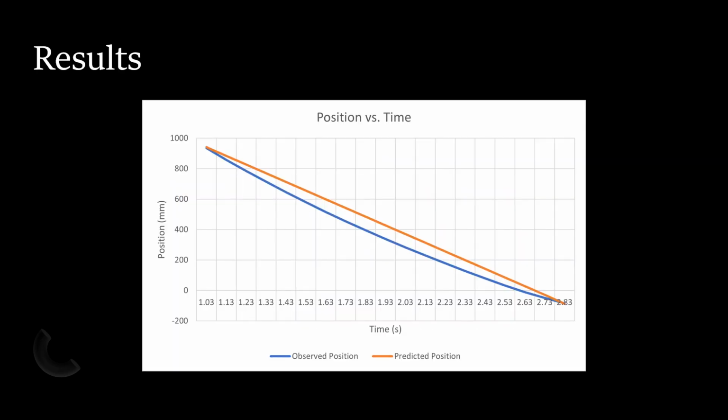Here we have the results. The blue line shows the observed position over time, and the orange line shows the predicted position over time, which is from the computational model from the code that I just showed. You'll see that the observed position is not quite in line with the predicted position, and that's because we didn't account for friction. In reality, the marker slowed down a bit over time because of friction, and the predicted position is just a constant velocity, which was the average over the whole time period.